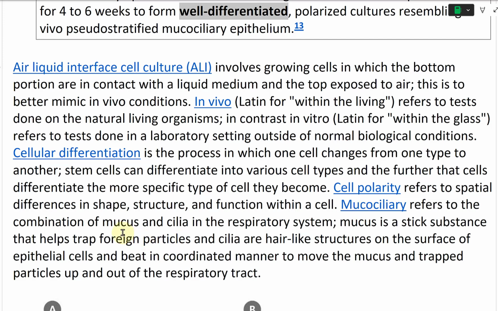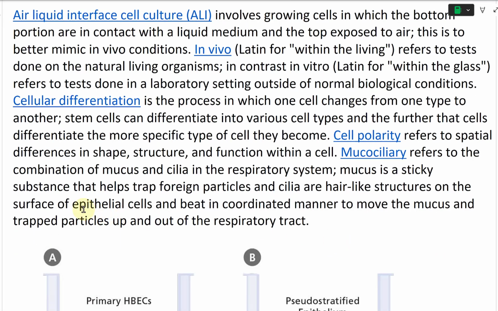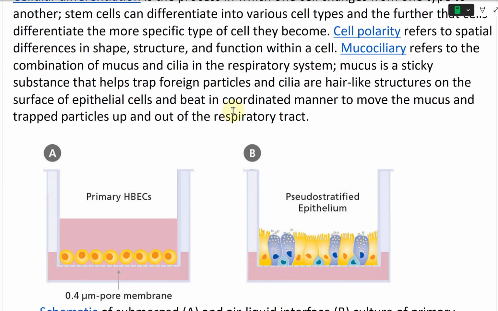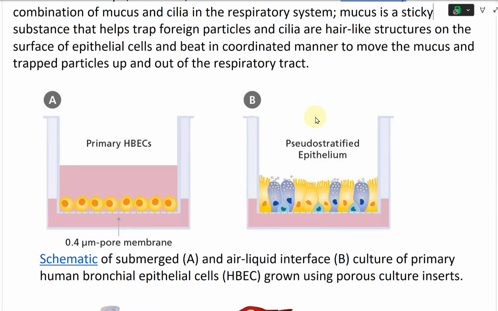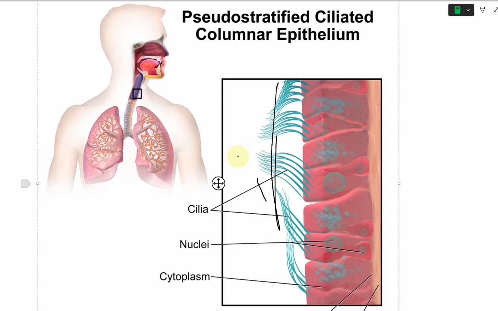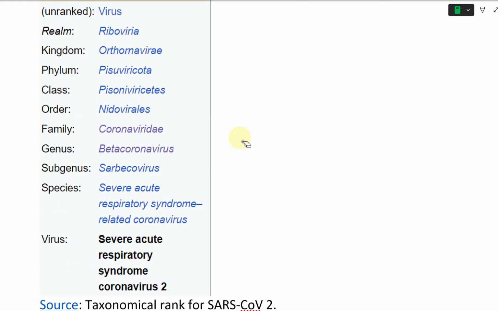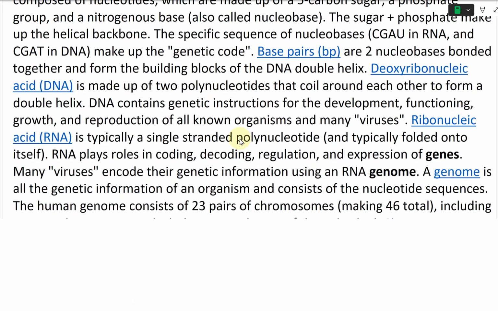And mucociliary refers to the combination of mucus and cilia in the respiratory system. Mucus is a sticky substance that helps trap foreign particles, and cilia are hair-like structures on the surface of epithelial cells that beat in a coordinated manner to move the mucus and trapped particles up and out of the respiratory tract, as I showed earlier. And here, just teleported up above here, there's a cilia right here. It moves in a coordinated up and down, and it moves particles out. Usually the mucus traps particles, and then this moves it out of the respiratory tract.